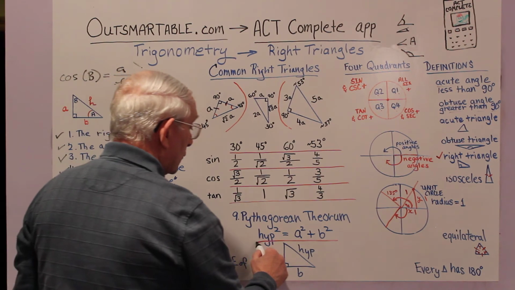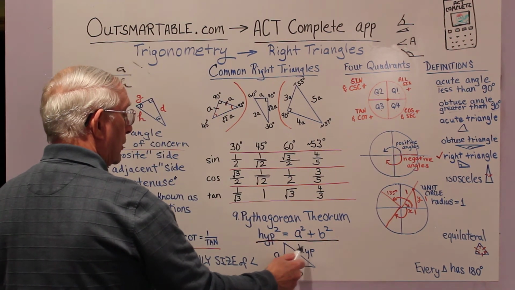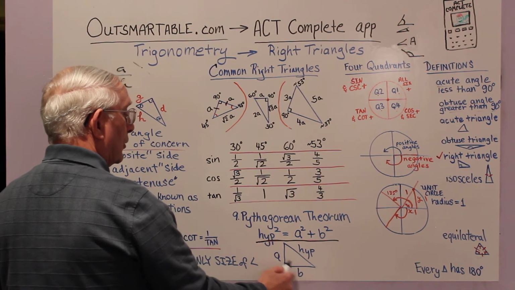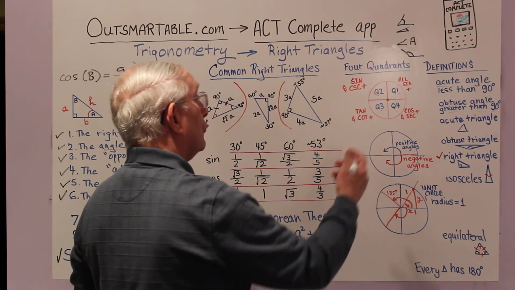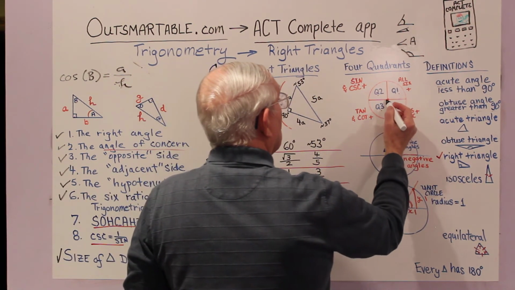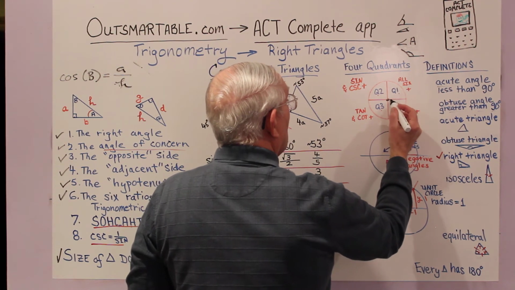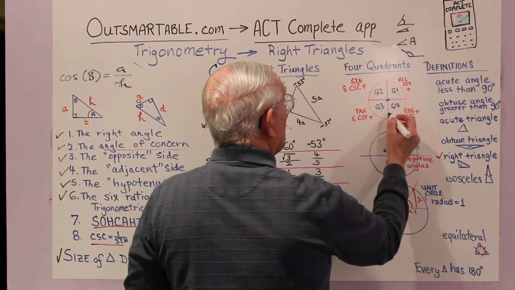You need to also know this Pythagorean theorem that says the hypotenuse squared is equal to the sum of the squares of the other two sides. Here's a representation of a unit circle. Here's your origin right here. This is a positive x, positive y, negative y.